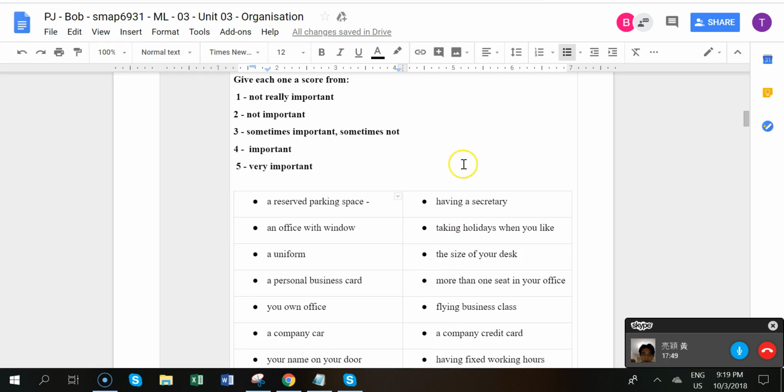It's not very clear for me. Not clear? How important are the following? For example, in my organization, a reserved parking space is sometimes important and sometimes not. Then I will give the score for this 3. Okay? So how about in your organization? Can you tell me? How about this one? Can you read it?